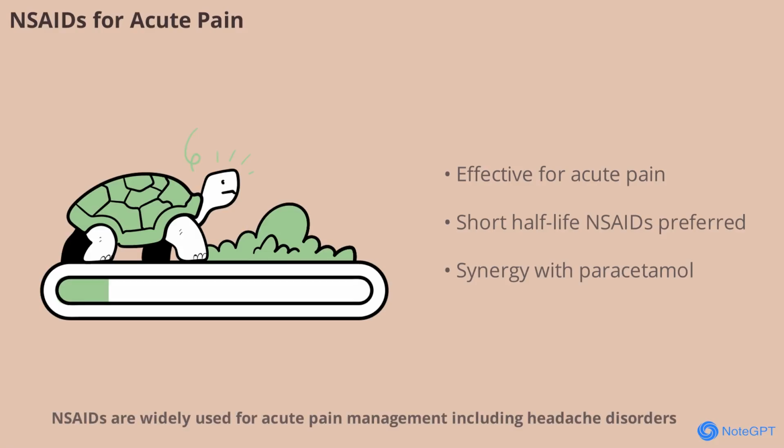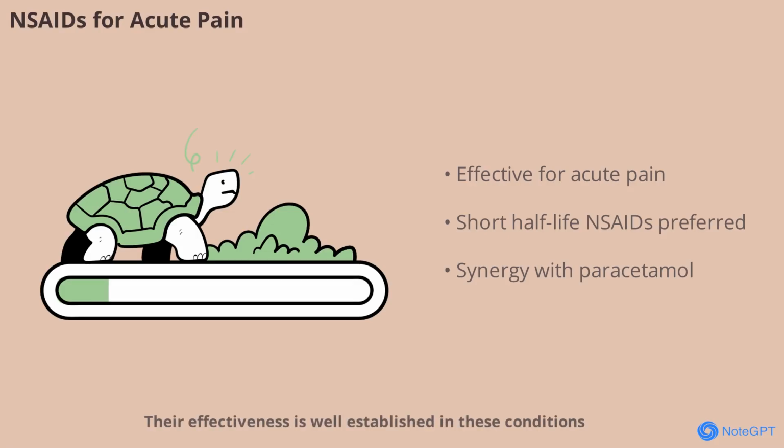NSAIDs are widely used for acute pain management, including headache disorders, musculoskeletal injuries, dysmenorrhea, and dental pain. Their effectiveness is well established in these conditions, providing rapid relief and improving function. For acute pain, NSAIDs with short half-lives such as ibuprofen or diclofenac are easier to titrate and may be preferred. Combining NSAIDs with paracetamol can enhance pain relief, often outperforming opioids.